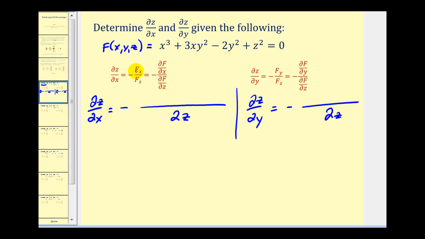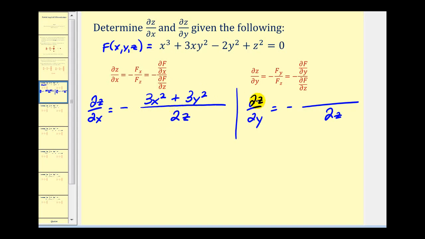And now the numerator here is going to be the partial of f with respect to x. So here we'll have 3x squared. This would be plus 3y squared. This would be 0, and this would be 0. And this fraction does not simplify, so we're done here.